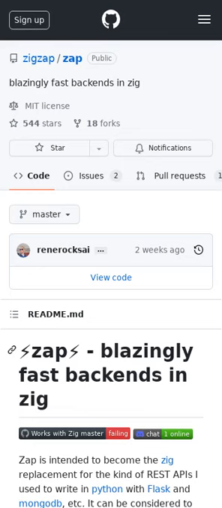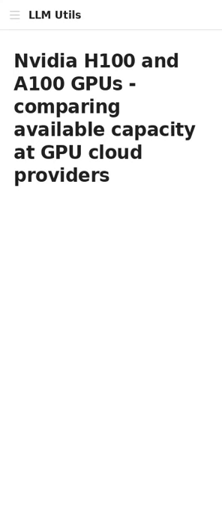Benchmark results are available. This page covers H100 and A100 capacity info and compares and reviews different cloud providers.